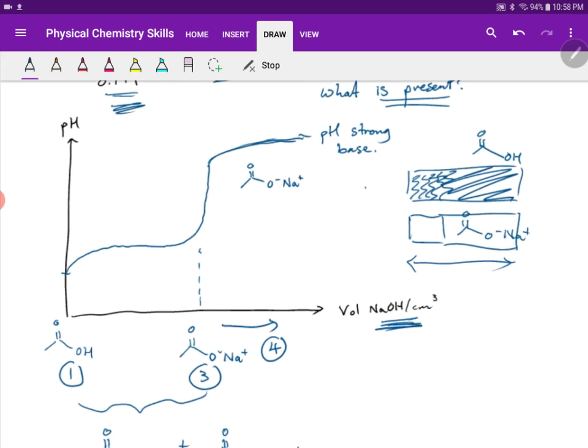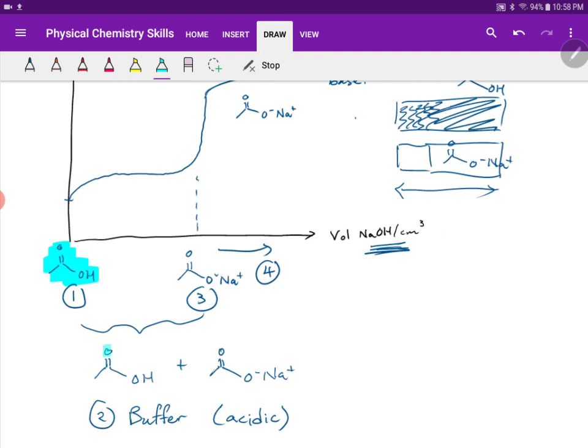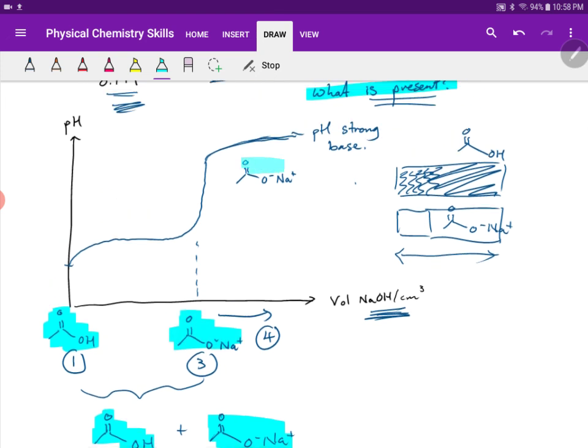Ultimately the question you need to ask yourself is what is present at that point in time after the reaction. Let me go through again. At the start, you only have the weak acid. As you add NaOH, you get the buffer solution. At equivalence point, you get the salt, and then at the end you only have the salt and the strong base.